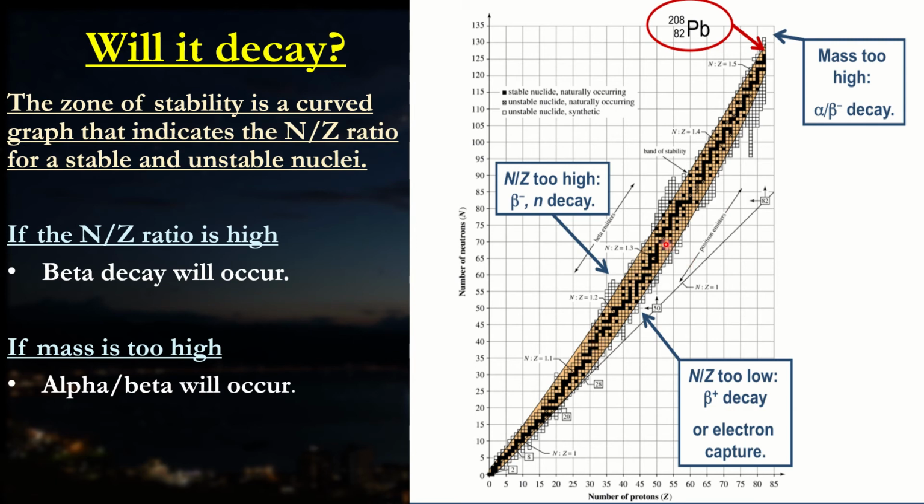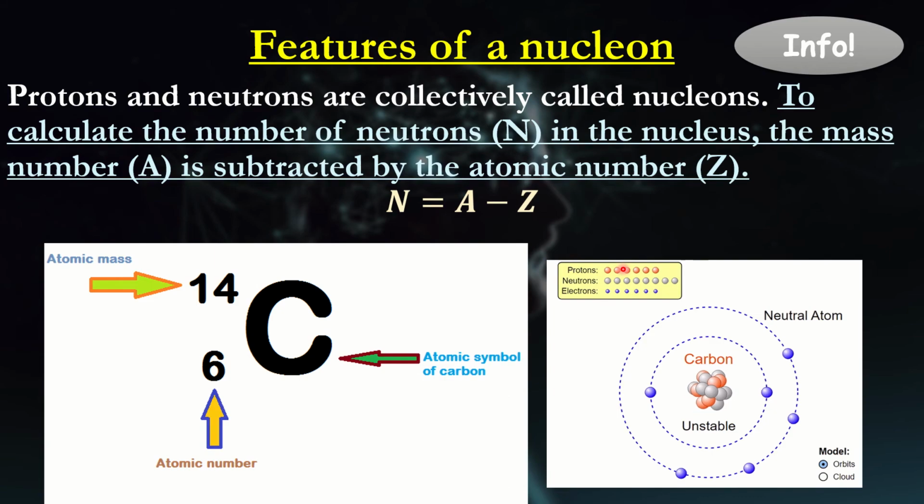Just to explain why it becomes unstable when you have too high a ratio: remember, if we have too many neutrons, that means the distance between the neutrons is too small, and so that causes repulsion. That's where the instability comes from.